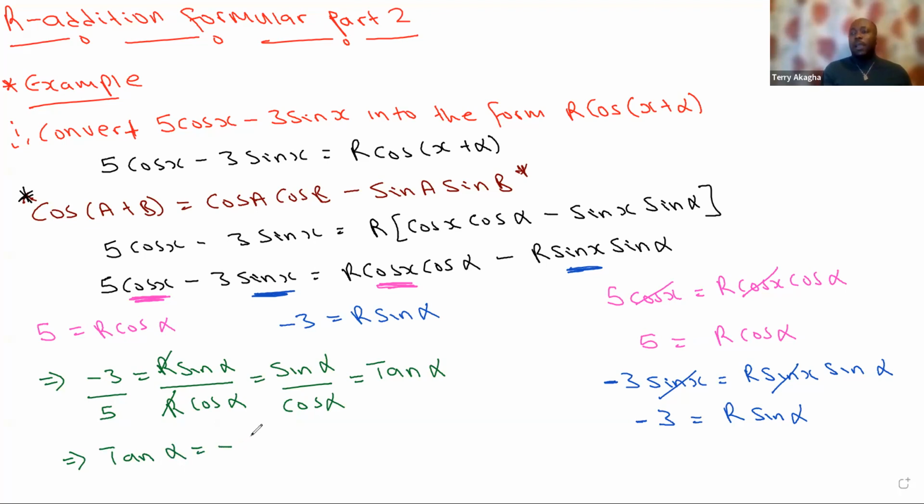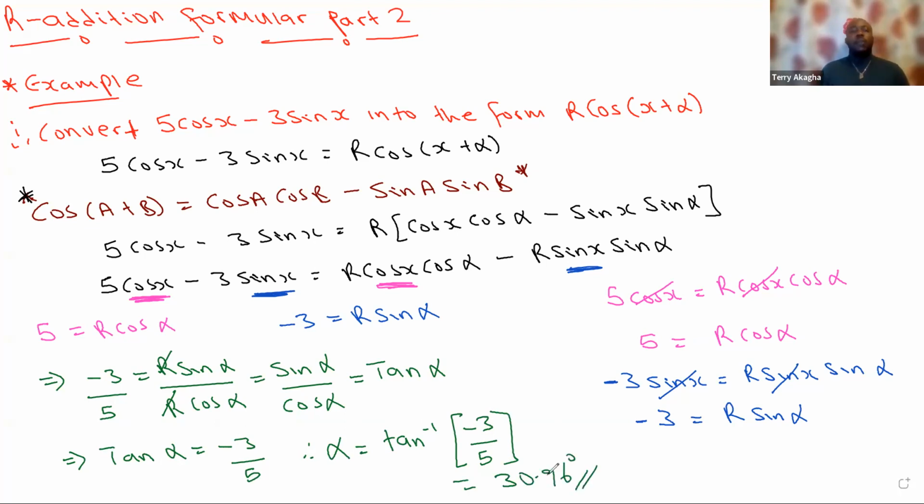So you can see from here, we can now say tan alpha is equal to minus 3 over 5. So if tan alpha is equal to minus 3 over 5, therefore alpha will be equal to the tan inverse of minus 3 over 5. And that should give you about 30.96 degrees. All right. So we've gotten alpha to be 30.96 degrees. Then we can now find our R.